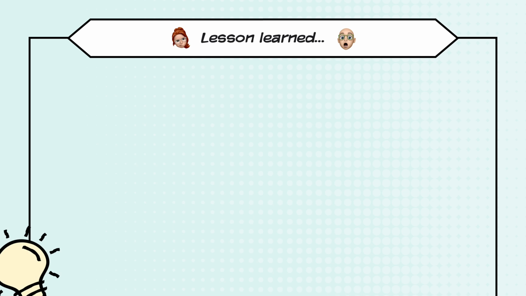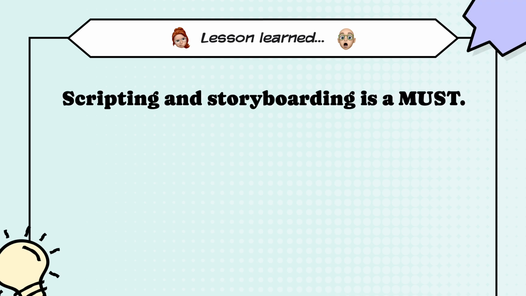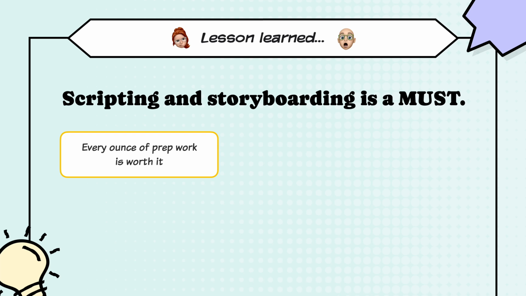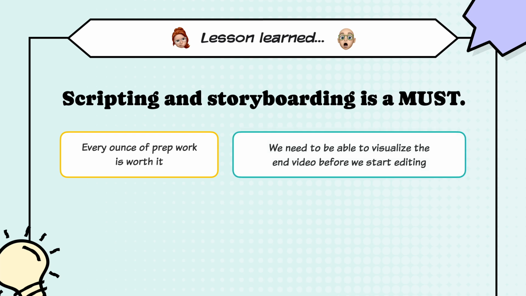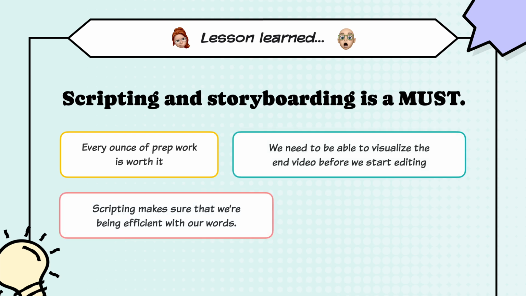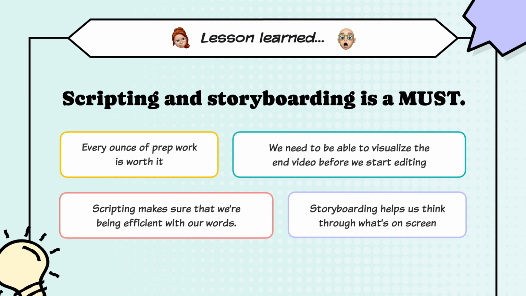That first video taught us one major thing. Scripting and basic storyboarding is a must. Every ounce of prep work is absolutely worth it. We need to be able to visualize the end video before we start editing. Scripting makes sure that we're being efficient with our words, hitting that under 60-second mark. And storyboarding helps us think through what's on screen and whether we're using on-screen recorded footage or just iPhone footage.